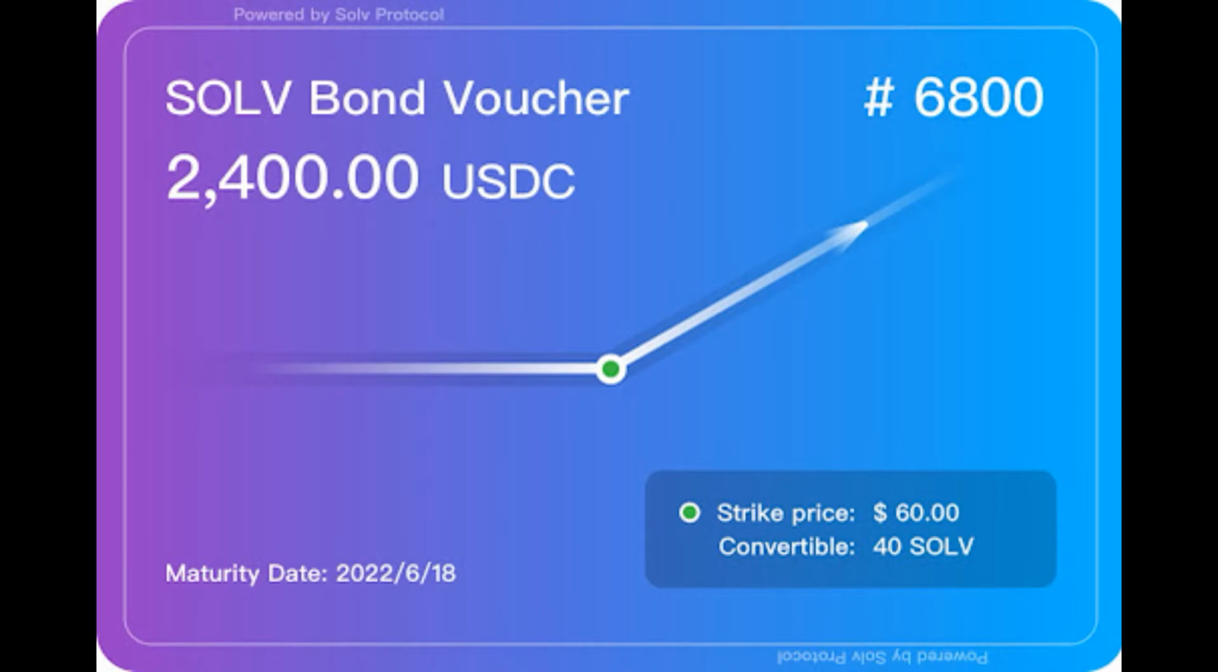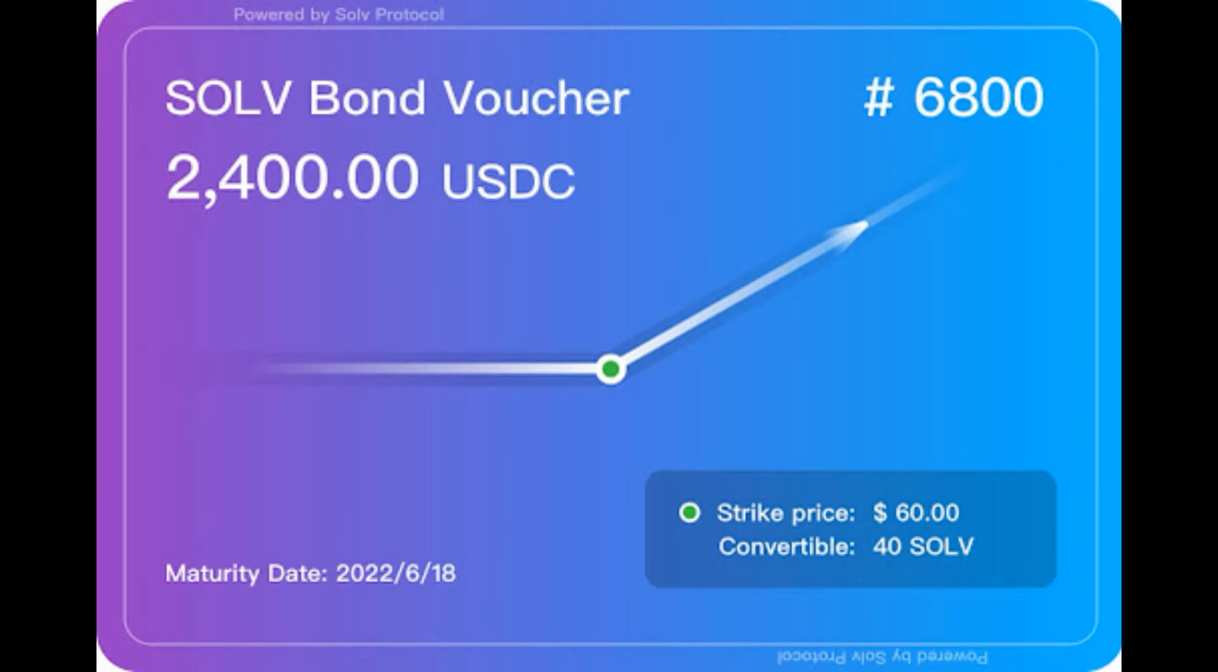You can at least earn some interest, always in a range from 10% to 20%, while you can enjoy a certain amount of upside when the underlying token price just pumps up. So this is all about bond vouchers.